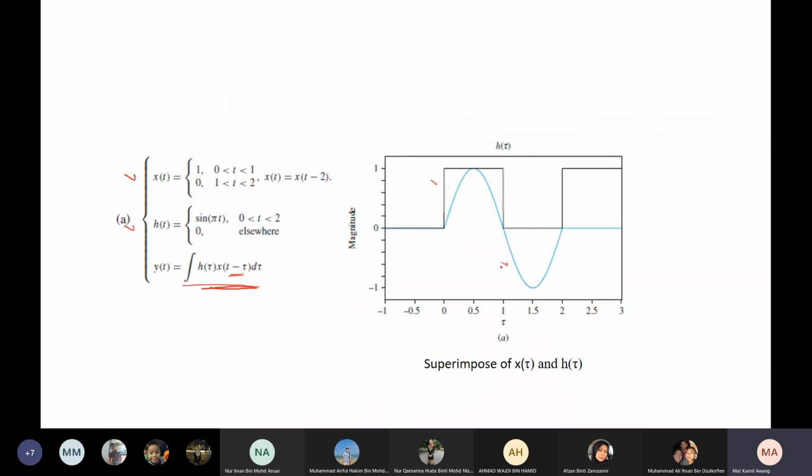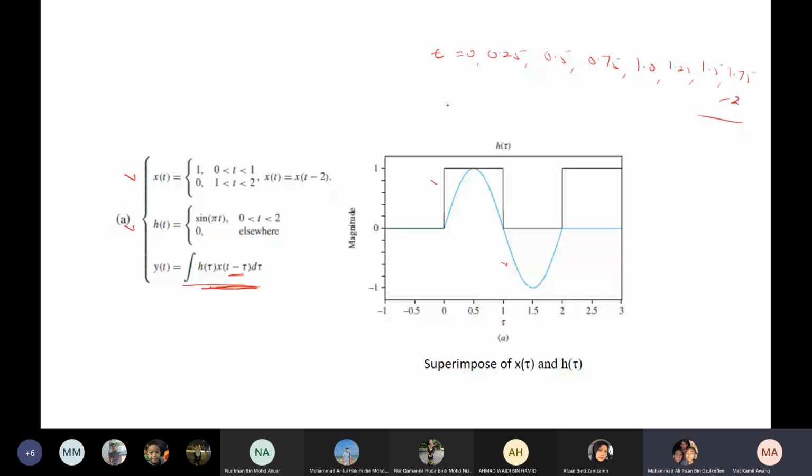And for this example, the question asks you to calculate for t equal to 0, 0.25, 0.5, 0.75, 1, 1.25, 1.5, 1.75, and 2. So you have to do the calculation of the convolution for that. So first we'll take 0.